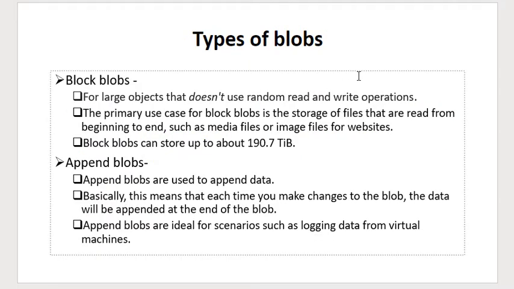Next we have types of blob. As I told, blobs are of three types: block blobs, append blobs and page blobs. Block blobs are for large objects that do not use random read and write operations. It means whenever we upload data to the blob service, it should not have reads and writes in between. It should be read from beginning to end, with no modifications. For those purposes we use block blobs.